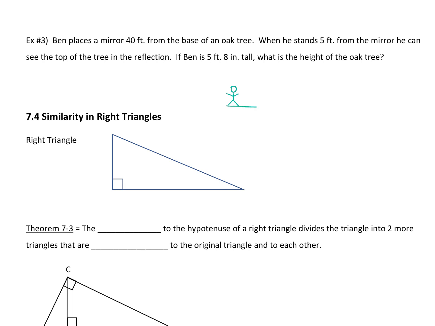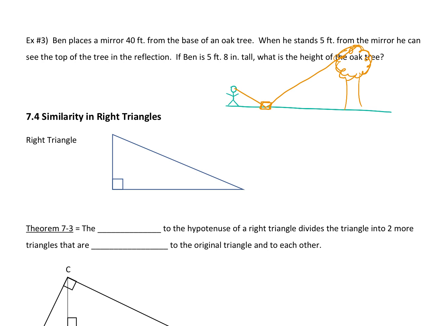So Ben's standing on the ground, okay? That's the ground. And over here is an oak tree. He wants to know how tall that oak tree is. And it says he has a mirror that he puts on the ground. So that when he looks in the mirror, okay, so if I put the mirror on the ground right here, when he looks in the mirror, the reflection sees the top of the oak tree. Why in the world would that information help us measure an oak tree?